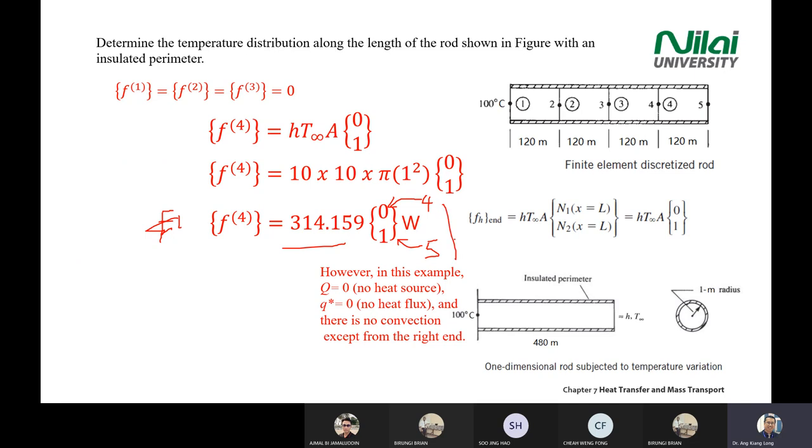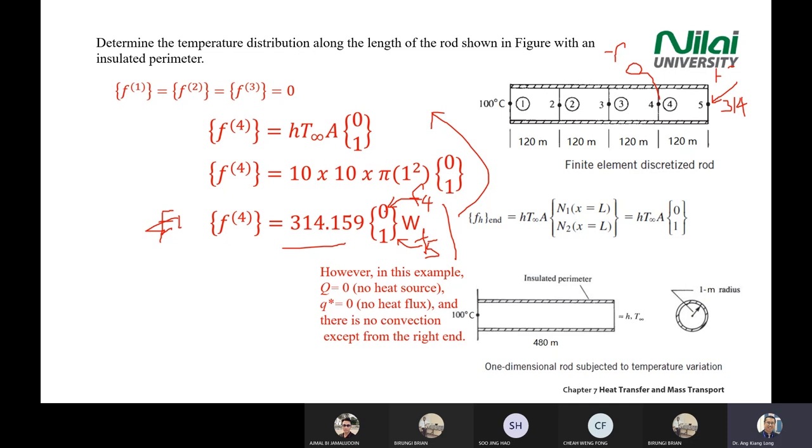So what does it mean if you convert into normal language? It means this is F4, this is F5. So force at this point is 0, because 314 times 0 you get 0. And force at point 5, you take this number, 314 times 1, you get 314. Get it? Although here you only see F4, you have a matrix 0, 1.